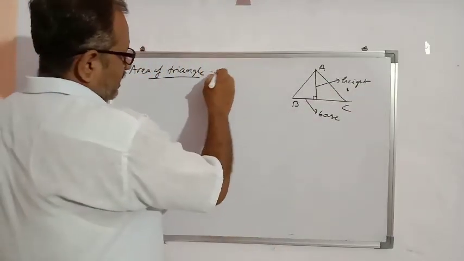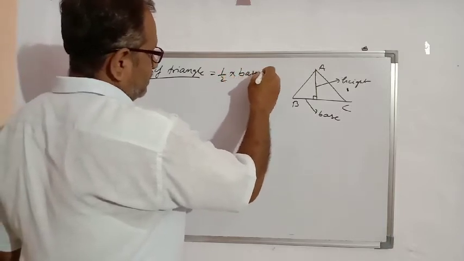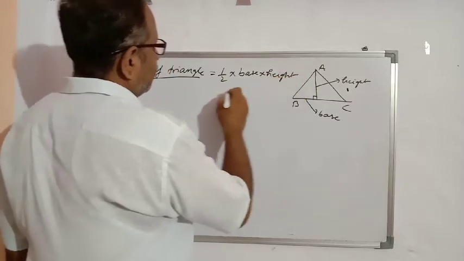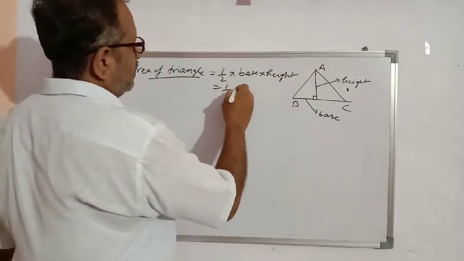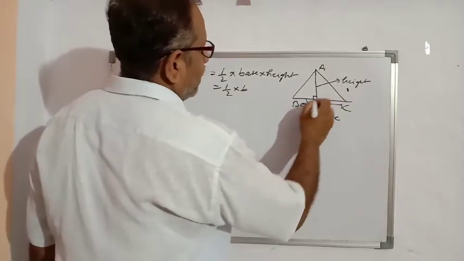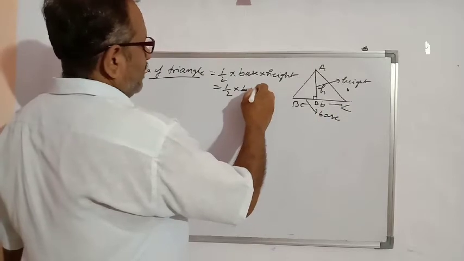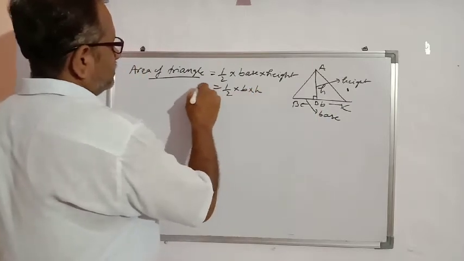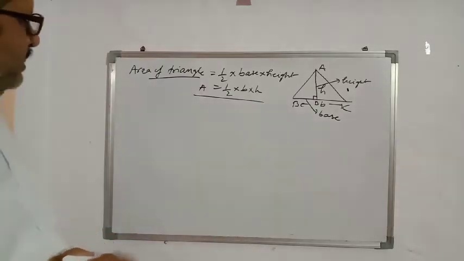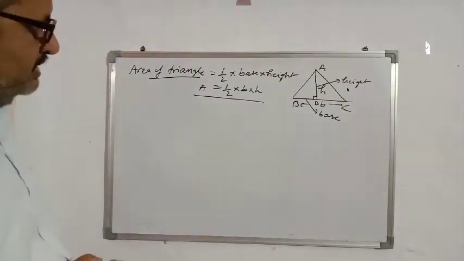So area of triangle is 1 by 2 base into height. Base suppose B, BC is B, height AD is H. So 1 by 2 B into H. This is the area of triangle. And what is the perimeter of triangle? Sum of all the three sides.